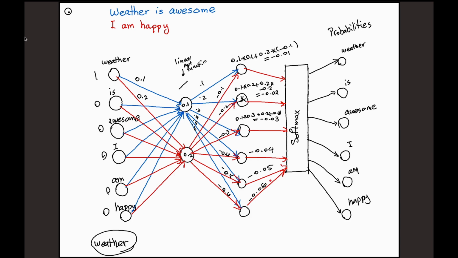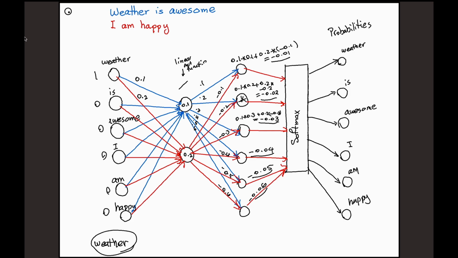So in order to translate them into probabilities, for each of these nodes, by the way, these nodes represent our outputs. Remember, our goal was to predict the next word that comes after each of these words. So this node should represent the probability that the next word after weather is actually weather. This node should be ease, and so on and so forth. As you can see, these are not probabilities, these are just negative numbers.